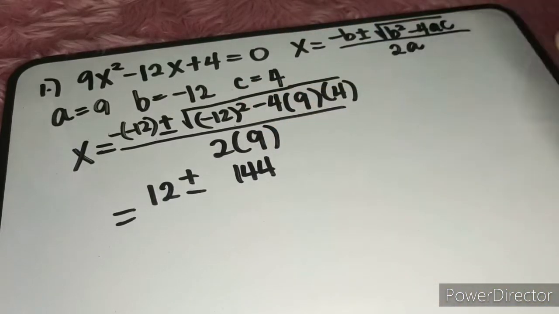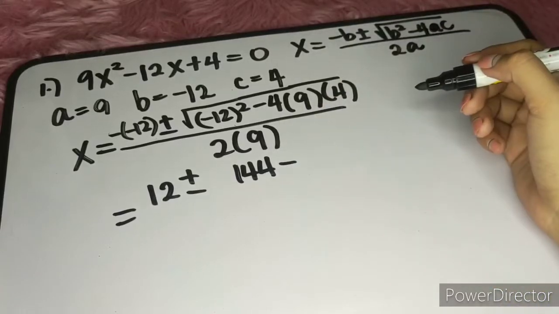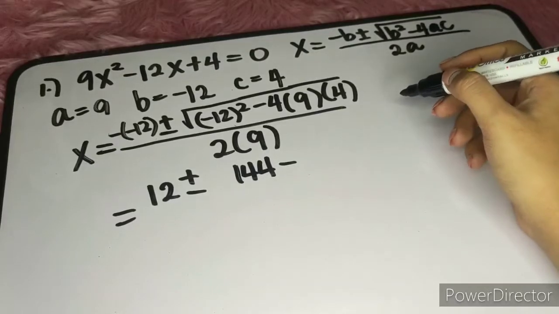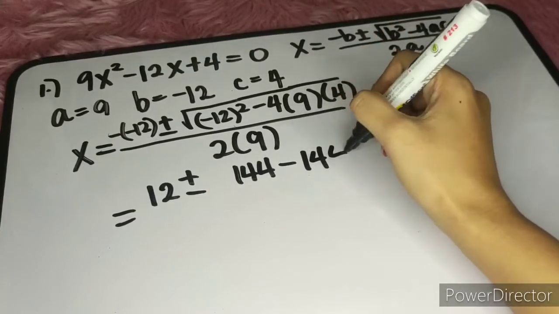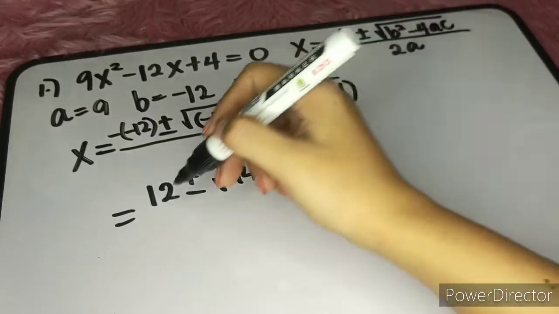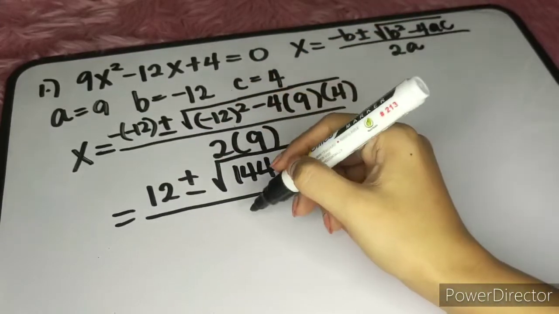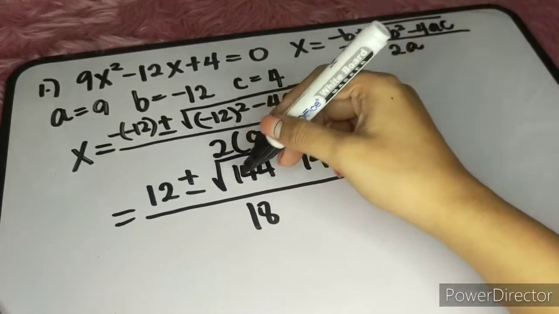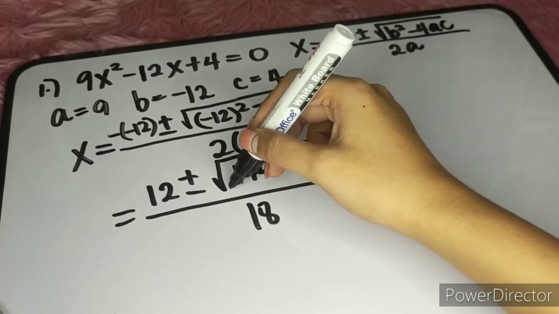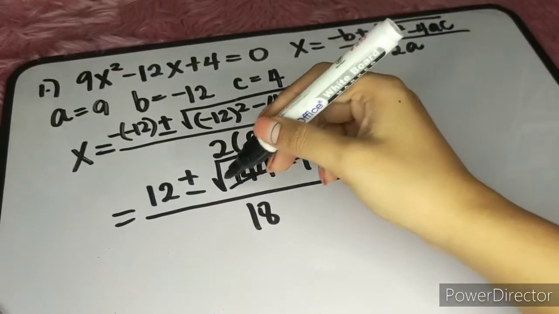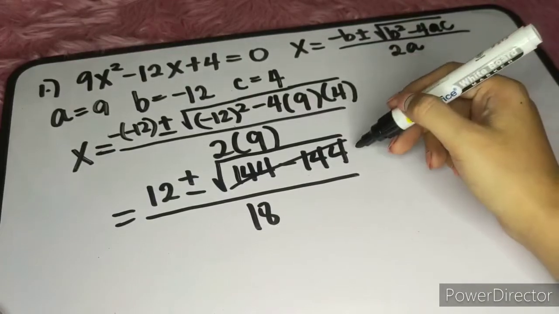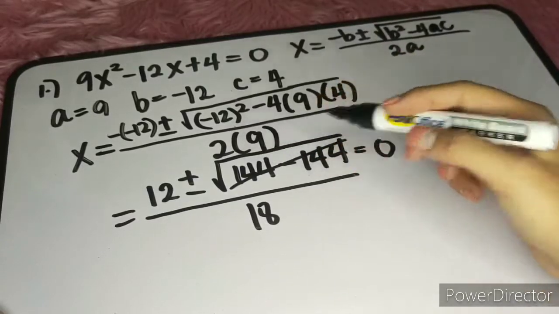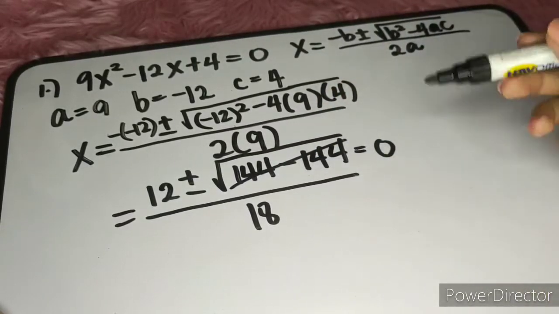I'll write the radical sign later. Minus 4 times 9 is 36, times 4 is 144. Then, square root, over 2 times 9, that's 18. And as you can see, when I solve, I look at what the answer is, cross out, and then write the answer. So, I will put equals 0. Now 0, as I said earlier, this is your discriminant, the one inside the radical sign.